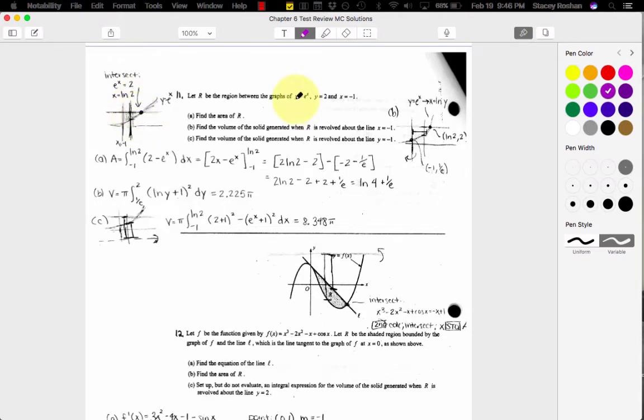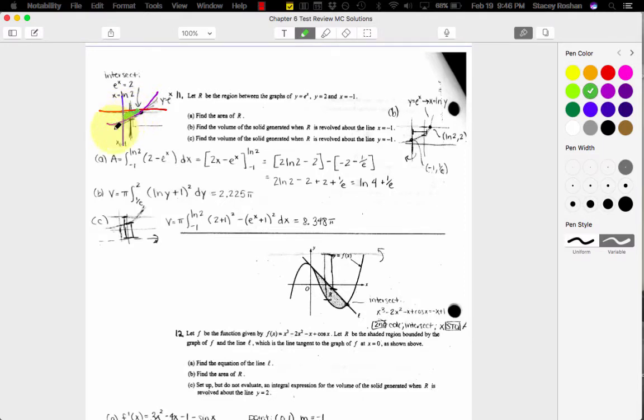So this is the graph of y equals e to the x. Then we have y equals 2, and x equals -1. Those are the three things that we're dealing with right there. And then the region bounded is just in between there.